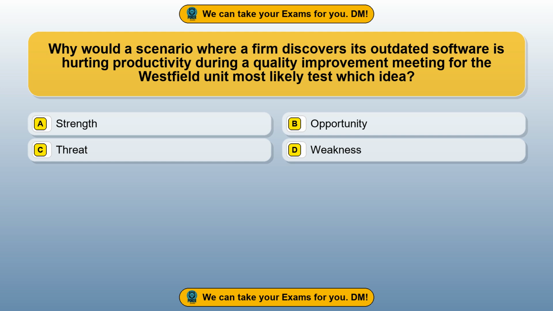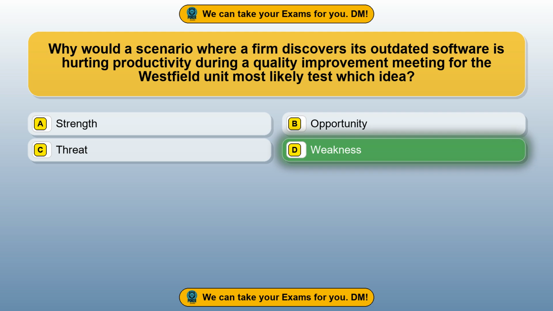Question 81. Why would a scenario where a firm discovers its outdated software is hurting productivity during a quality improvement meeting for the Westfield unit most likely test which idea? Option A, strength. Option B, opportunity. Option C, threat. Option D, weakness. The correct answer is option D, weakness.